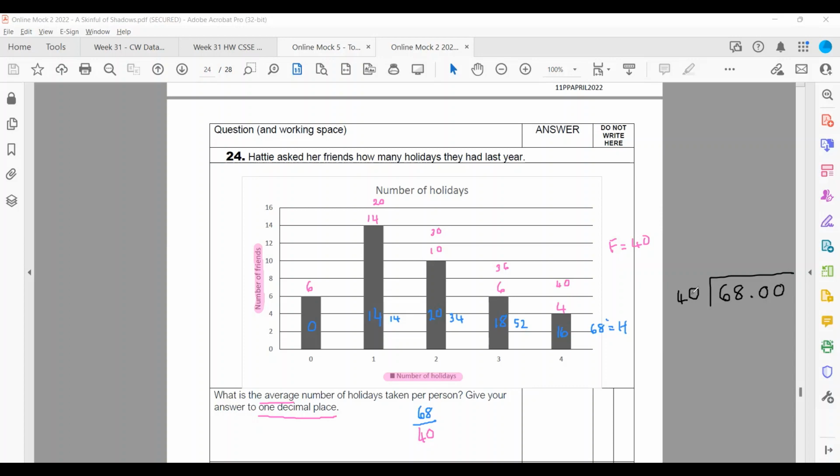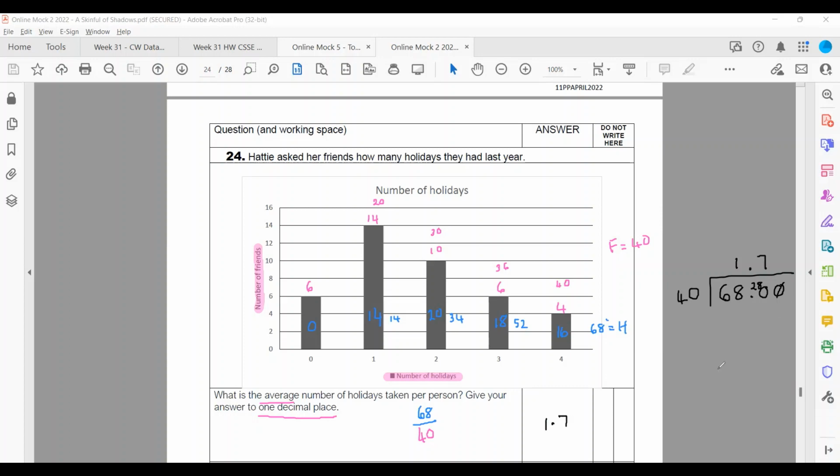need to round. Now 40 goes into 68 once, and we've got 28 left over. Now 40 goes into 280, well 4 would go into 28 7 times, so 40 goes into 280 7 times. I didn't need that extra 0, and I've got my answer, 1.7.